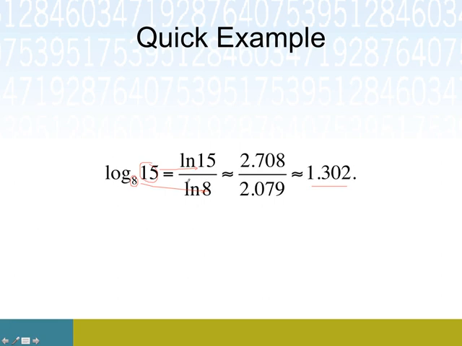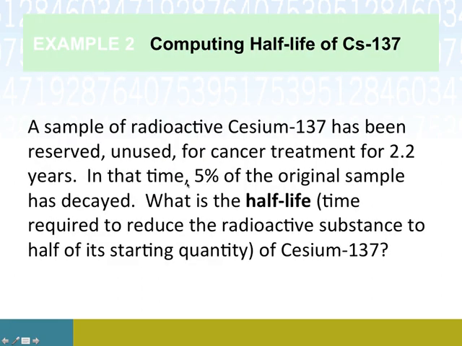Okay, so there's the conversion formula, sometimes called the change of base formula for logarithms. So let's do one more application. We've got some cesium-137. It's been reserved for cancer treatment, but it hasn't been used in that time. So 2.2 years have gone by.